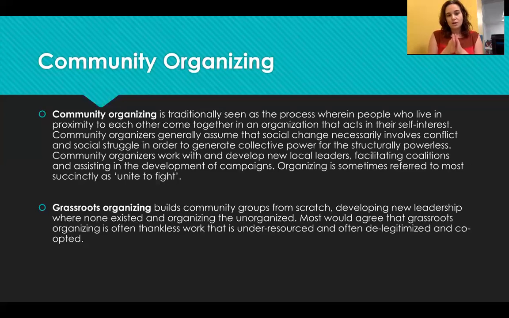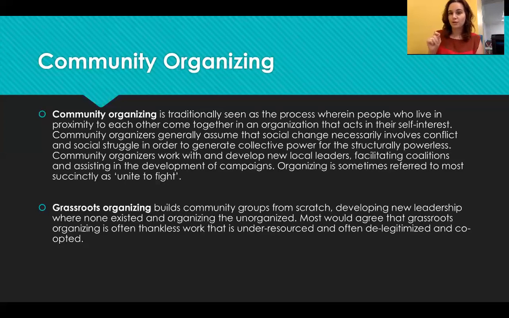So when we say it builds community groups from scratch, developing new leadership where none existed, that doesn't mean that communities don't have leadership, strengths, impulses, intuitions, or they're not organically organizing themselves all the time. It means that they're organizing themselves into something that builds power and that is actually able to move and manifest and exercise that power. And that is what becomes different with grassroots organizing.